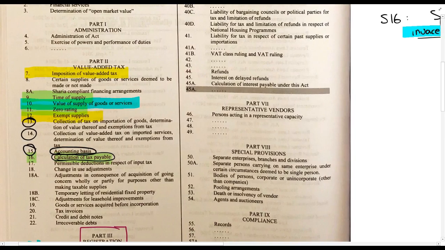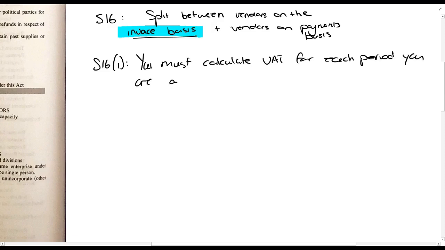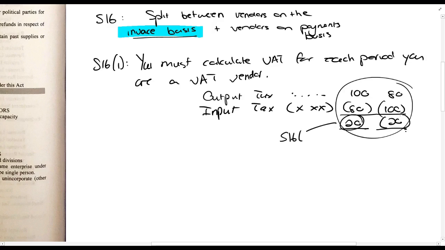Right, so section 16, what does section 16 tell us? Section 16(1) tells us you must calculate VAT for each period you are a VAT vendor. Basically, what they're telling you is you need to calculate the output tax and the input tax, and you need to remember that input tax can be deducted from the output tax. Now, if your output tax is 100 and your input tax is 80, it means 20 rand you owe SARS. If your output tax is 80 and your input tax is 100, it means there's a negative 20, SARS owes you. That rule is discussed in section 16(5). Right, that's where they tell you that. Okay, so that's just for you to know about it.